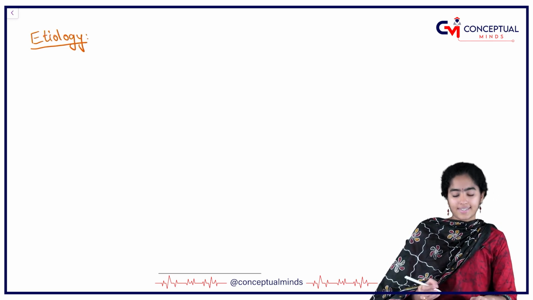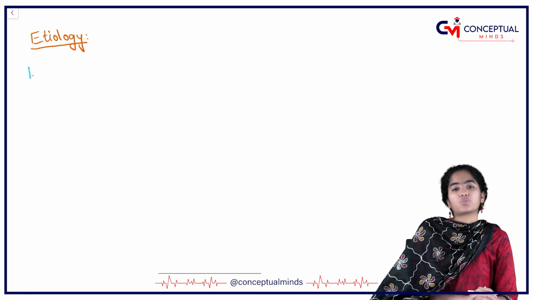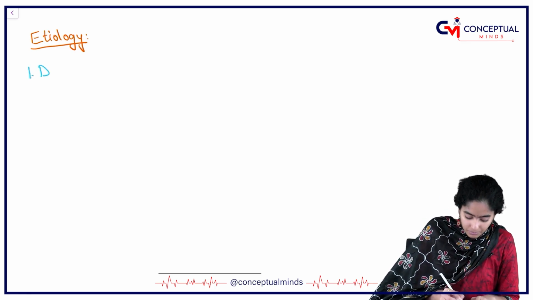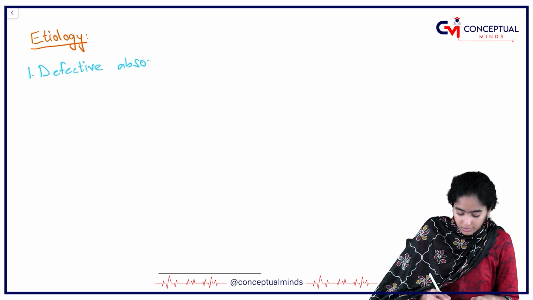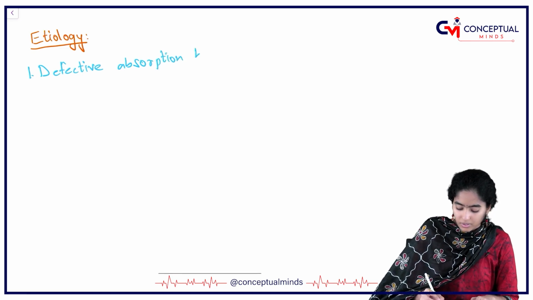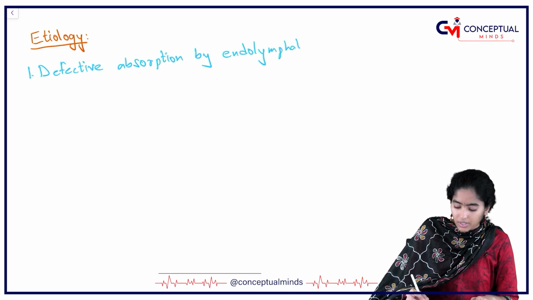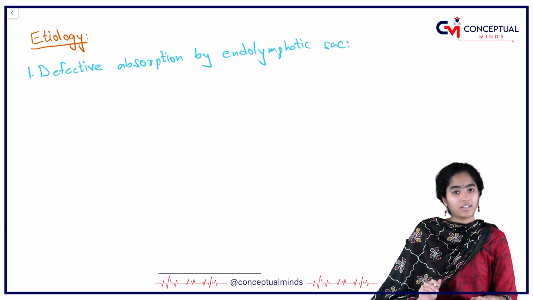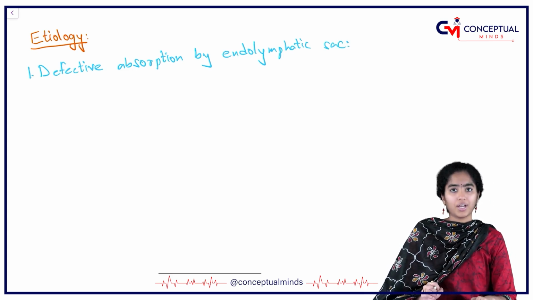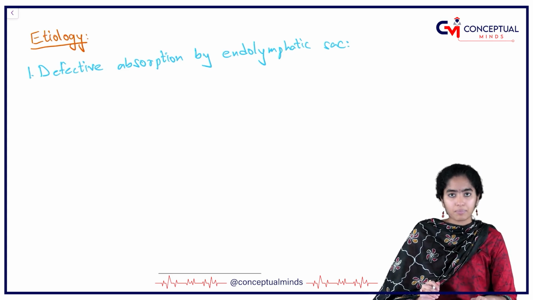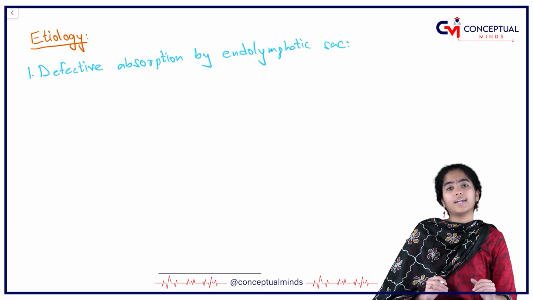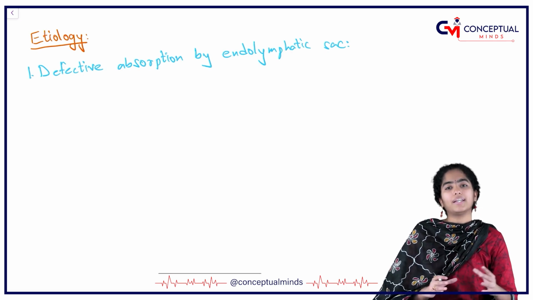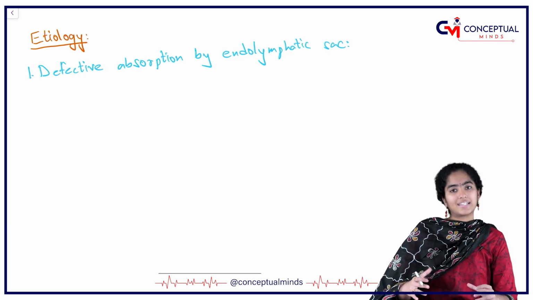So the first theory states defective absorption by the endolymphatic sac. We have learned that the endolymphatic sac is involved in the final absorption of the endolymph produced by stria vascularis, and something is happening there. There is a defect in that absorption, and so all the endolymph that is being produced is getting accumulated in the system and causing its distension.